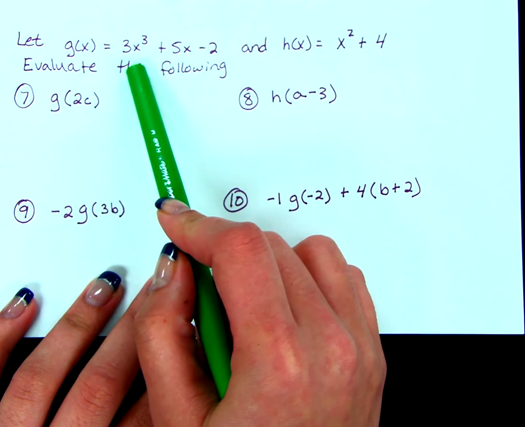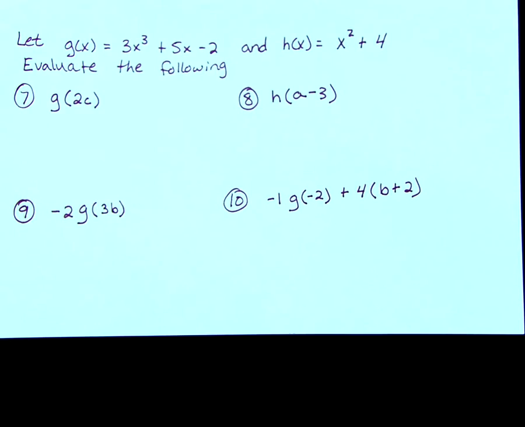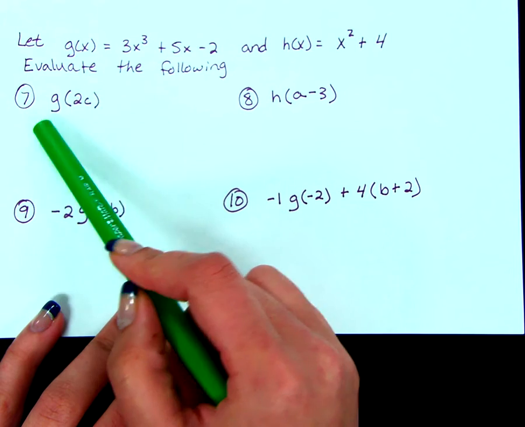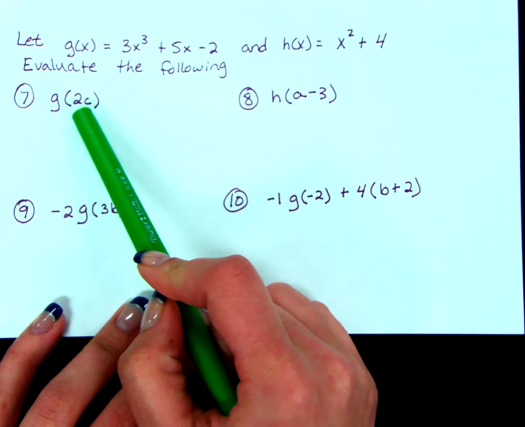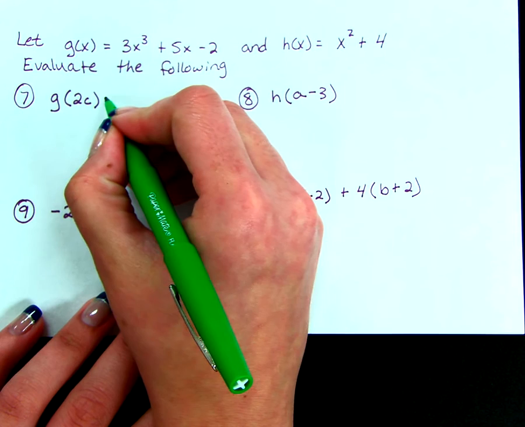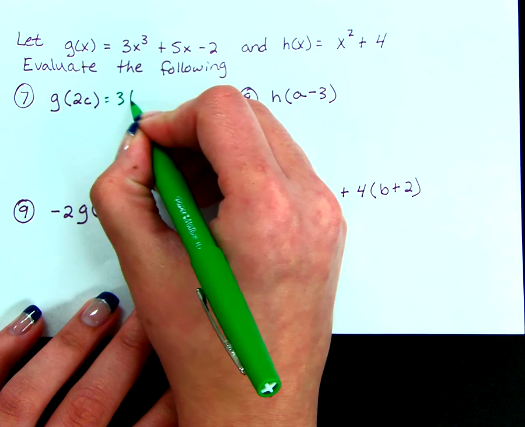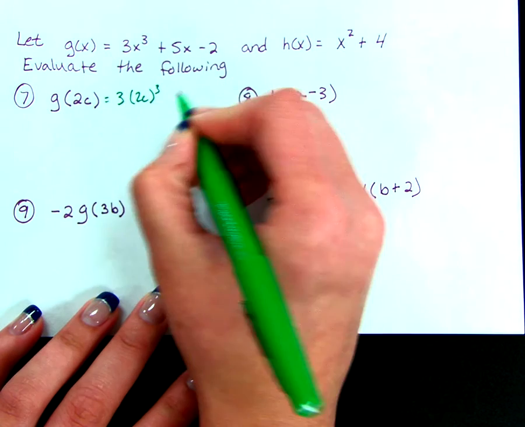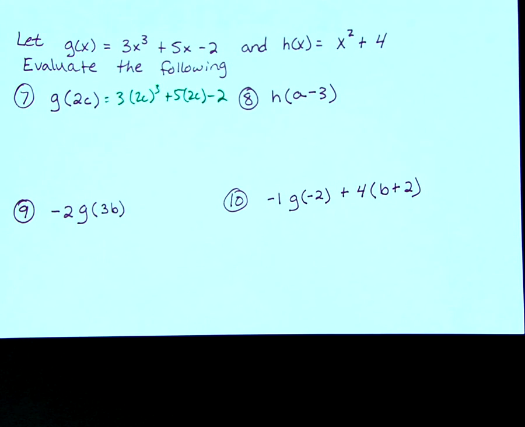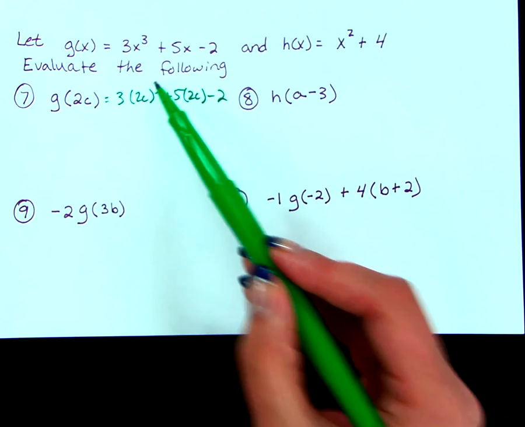Okay? So for problem 7, if we are evaluating g of 2c, that means that we're going to replace all of the x's in our g equation with 2c and then simplify. Okay. So this is going to become 3 times 2c cubed plus 5 times 2c minus 2. And then we're using order of operations to continue. So that means that I need to start with my power.